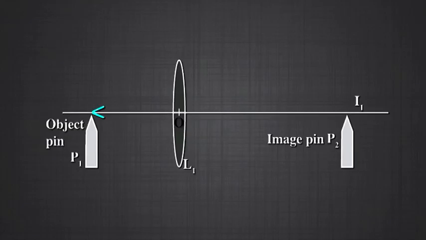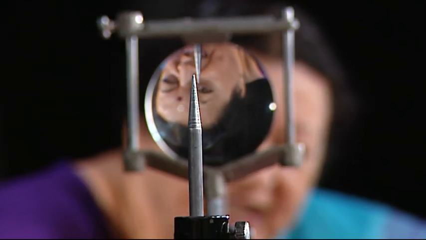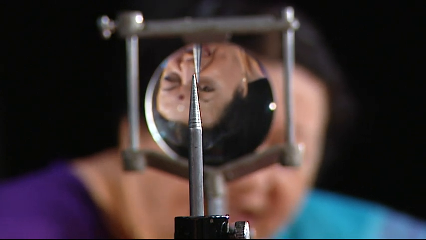Now the image of this particular pin, which we are treating as object pin, is going to be formed somewhere here. So our next attempt should be to find the location of this image by using this image locator pin. So what we will do is move this on the bench, trying to see in this line of sight so that we can remove parallax between this pin and the image of our object. Move your head so that you have the correct parallax removal.